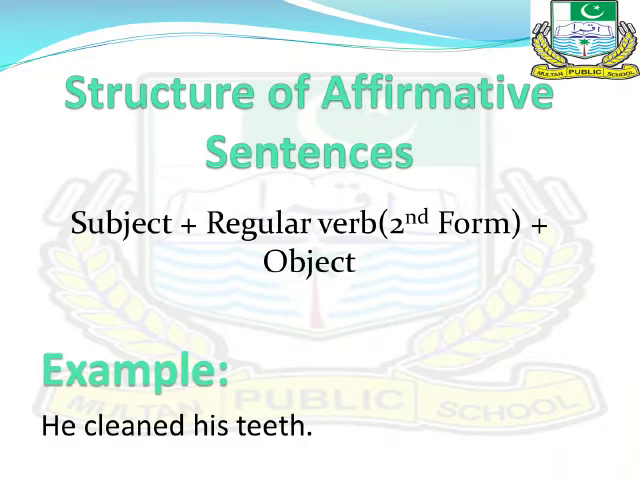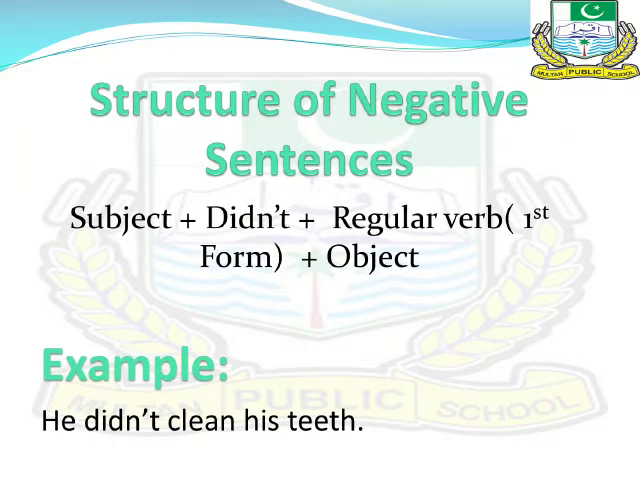First, we will discuss about the structure of affirmative sentences. First comes a subject, then regular verb, which is in the second form, that is simple past, and then object. For example, he cleaned his teeth. In this sentence, he is subject, cleaned is the second form of regular verb, clean, and the teeth is the object.